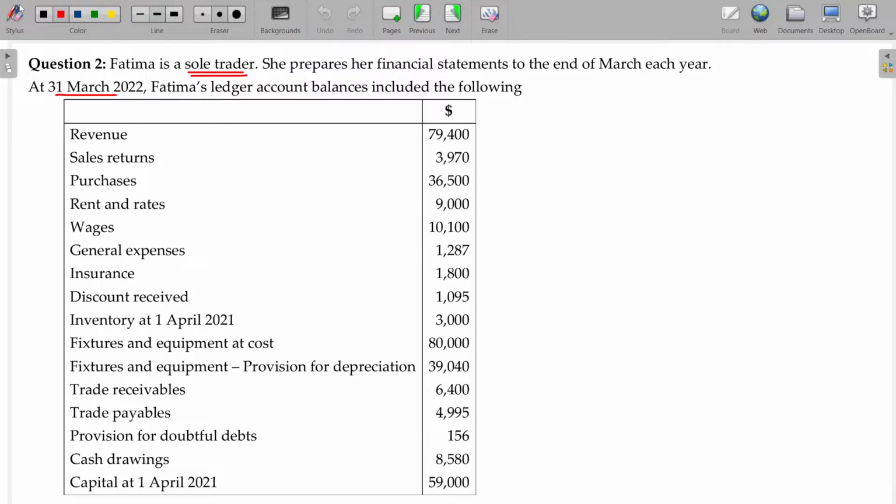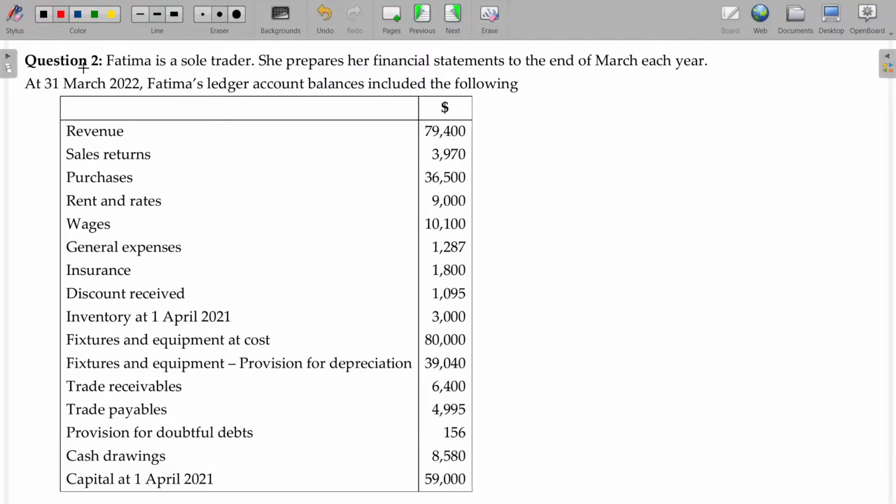Revenue, trading income, sales return, revenue, trading expenses. You have to subtract this. Purchases, trading expenses; rent and rates, profit and loss expenses; wages, profit and loss expenses; general expenses, profit and loss expenses; insurance, profit and loss expenses; discount received, profit and loss income.